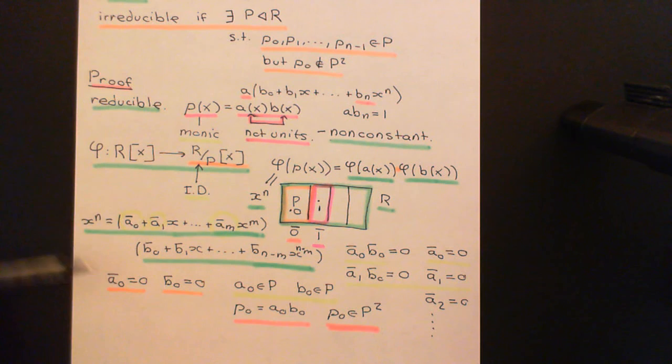Otherwise, if it wasn't irreducible, you can conclude that p0 was in p squared, which is obviously a load of rubbish. It's a contradiction. So with that then we will finish this video on Eisenstein's criterion.